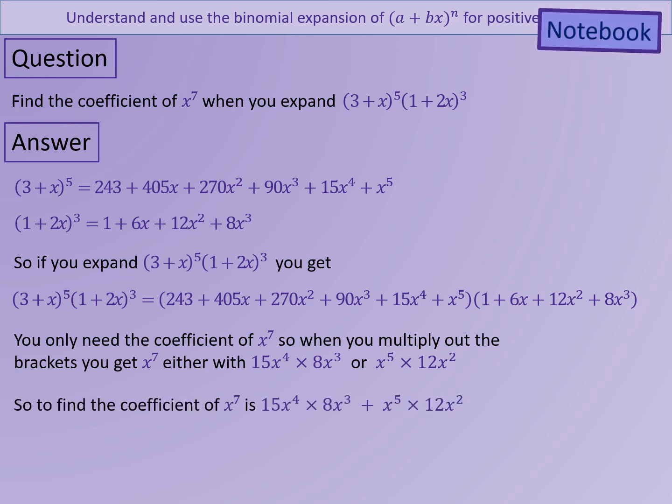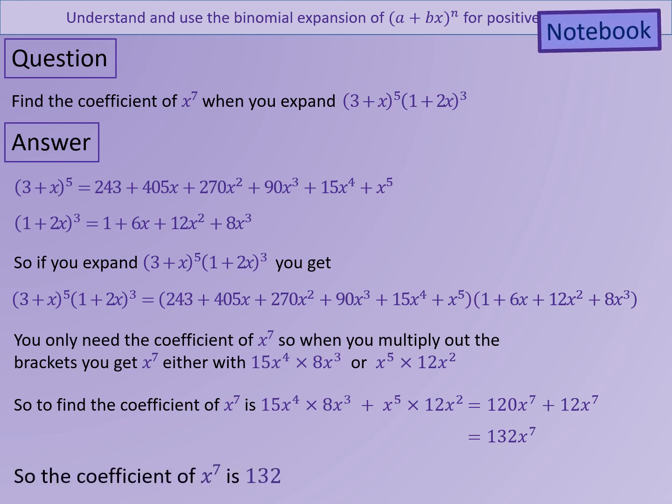And if I work out my two multiplications, it gives me 120x^7 for the first one, 12x^7 for the second one, and then if I add them together, which is what I would normally do once I've expanded everything within my two brackets, I end up with 132x to the power of 7. And again, because the question only asks for the coefficient, then my final answer is just going to be 132.